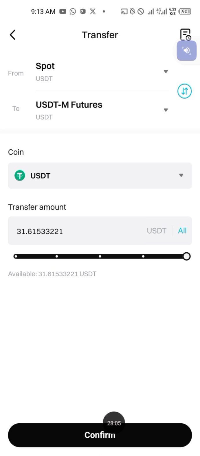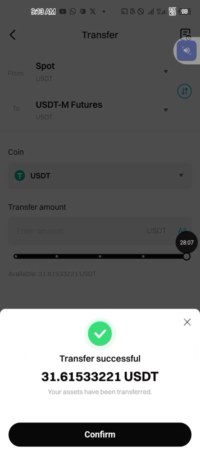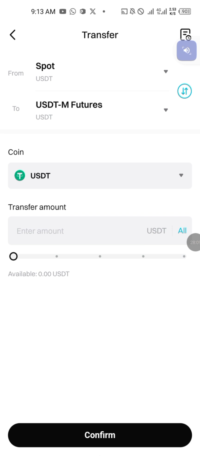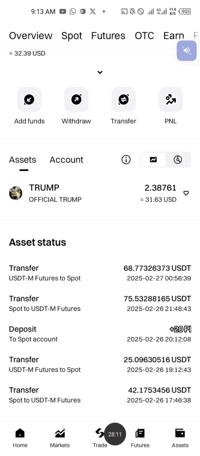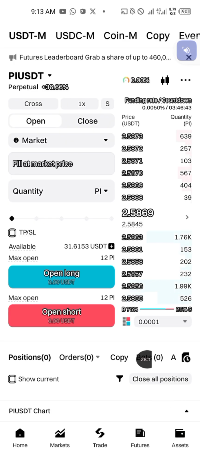In fact, as a matter of fact, let me just give you guys an example. So transfer successful, and I'll just go back to my futures wallet. I'll tap on this futures wallet, and you're going to see my USDT right here, guys. So this is how you can do spot trading.